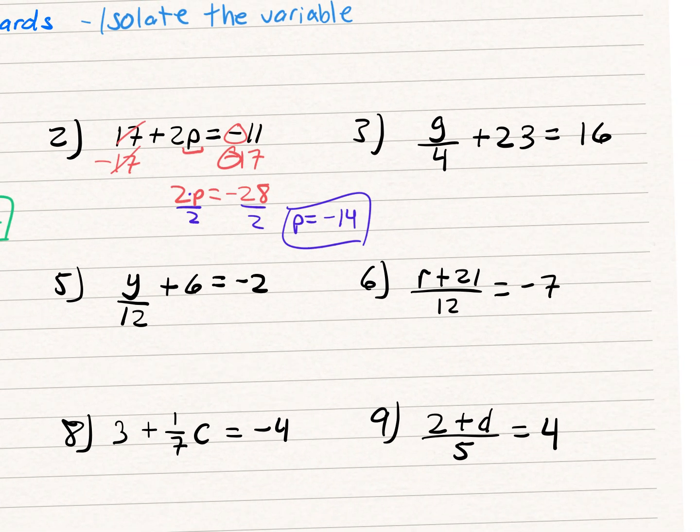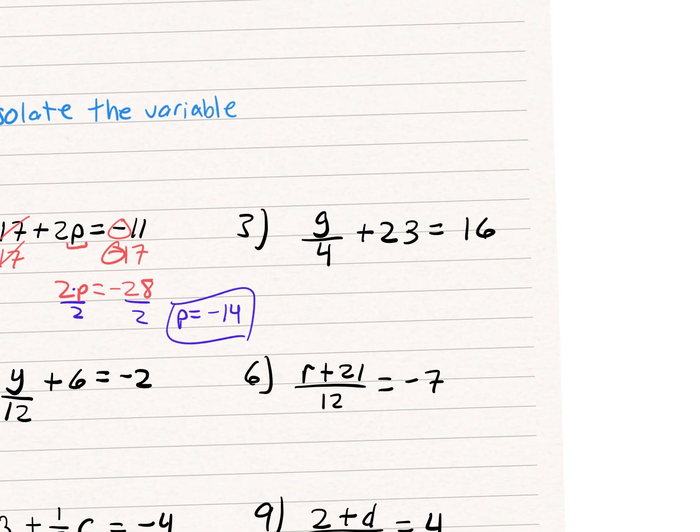All right. And now when you look at number 3, similar story here, right? This should be done in 2 steps, right? G is our variable that we want to isolate. So what's happening to this G, right? It's being divided by 4 and 23 is being added to it. So first we want to take care of any addition and subtraction. Let's subtract this 23 first on both sides.